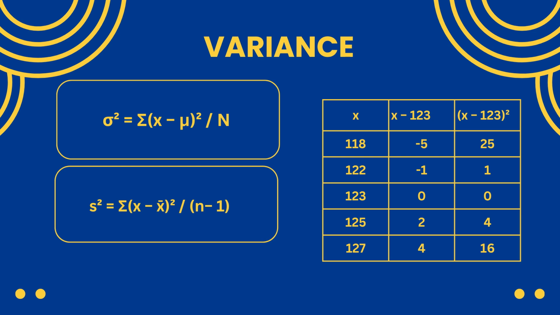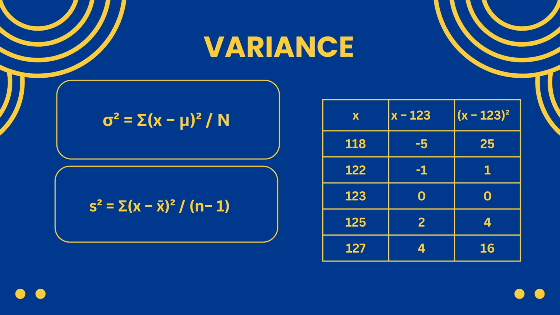So look at the data values 118, 122, 123, 125 and 127. The mean of these values is 123. To calculate variance, we first find how far each value is from the mean. This is shown in the column x minus 123. So for 118 the deviation is minus 5, for 122 it is minus 1, for 123 the deviation is 0, for 125 the deviation is 2, and for 127 the deviation is 4.